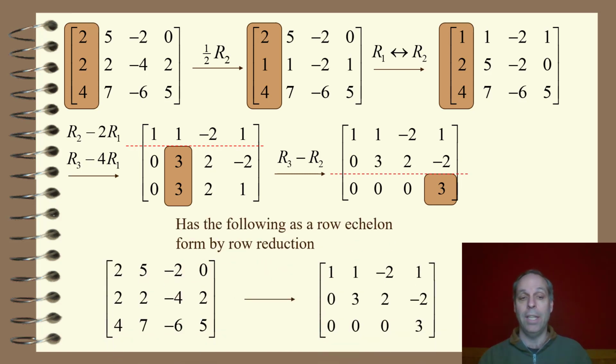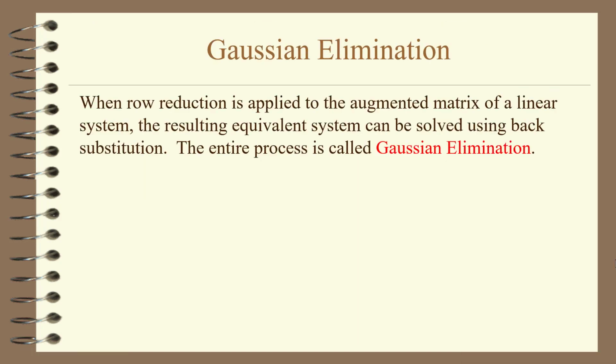So, if you follow these steps, you take the original matrix and through row reduction, you row reduce it to a matrix that's in row echelon form. So when row reduction is applied to an augmented matrix of a linear system, the resulting equivalent system can be then solved by using just back substitution. The overall process then is called Gauss elimination.